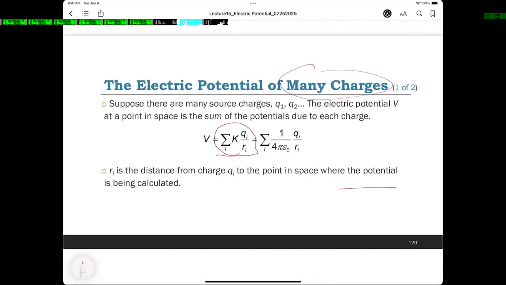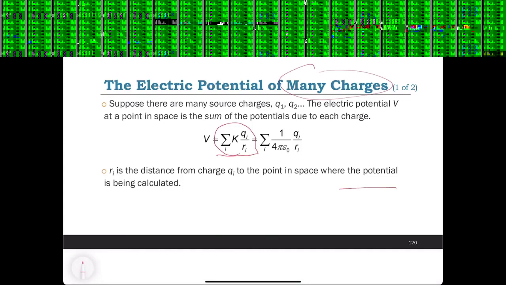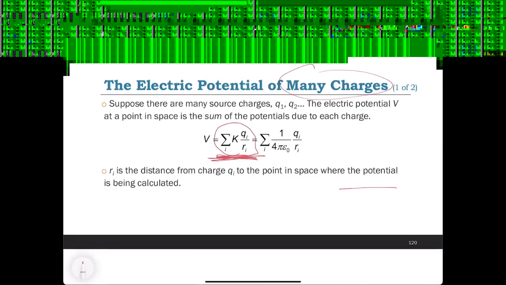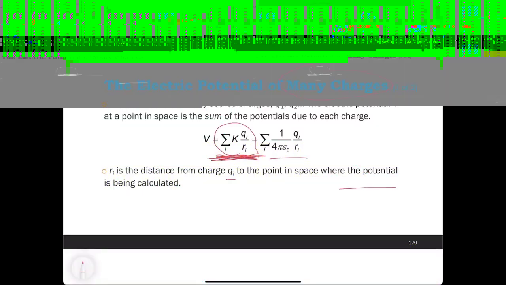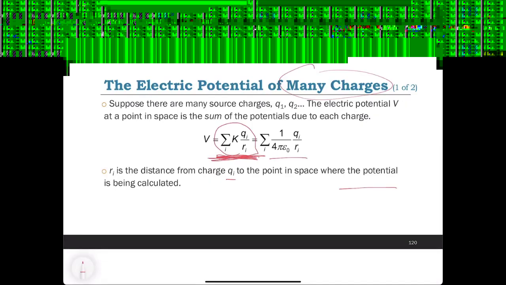We talk about the electric potential of many charges. Before, we just talked about one charge, but here we talk about many charges. Suppose there are many source charges Q1, Q2. The electric potential V at a point in space is the sum of the potentials due to each charge. You just sum all of them. And r_i is the distance from the charge Q_i to the point in space where the potential is being calculated.